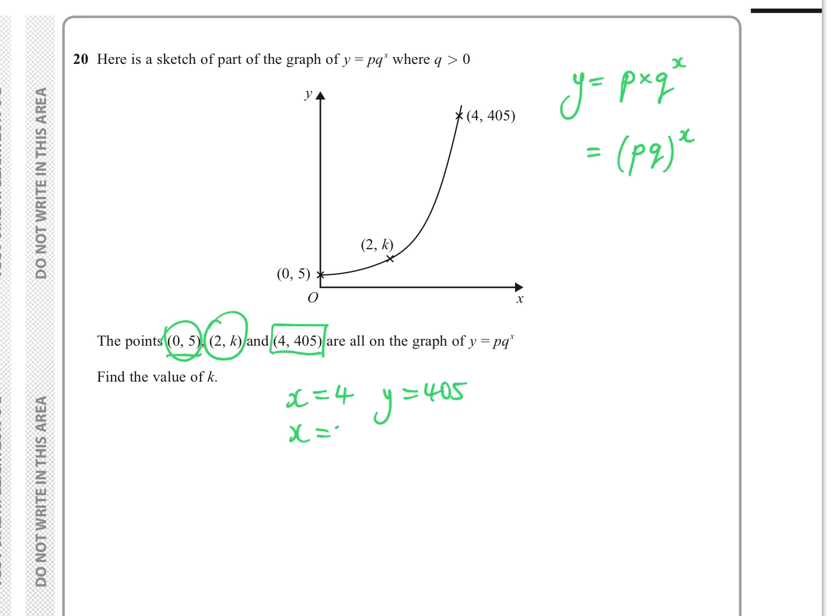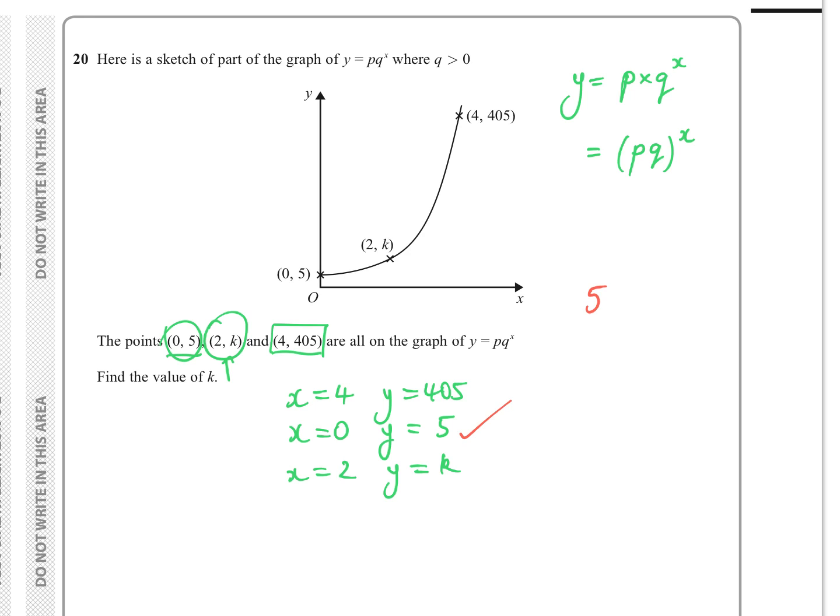When x is 0, y is 5. And then lastly, when x is 2, y equals k. So we have a calculator as well, in case we get into difficulty. So let's have a look at what we can do. Let's use this one first.